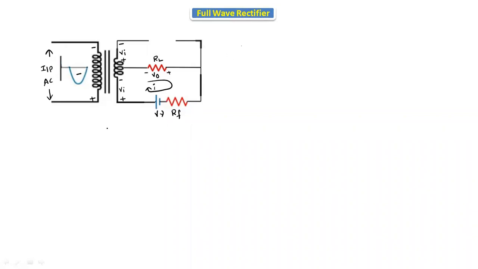If we apply KVL at the down loop, we will get minus VI plus V gamma is equal to the voltage drops, which are I into RL plus I into RF. Now taking I separately, we will get I equals minus VI plus V gamma divided by RL plus RF. Assume that it is equation number 1.